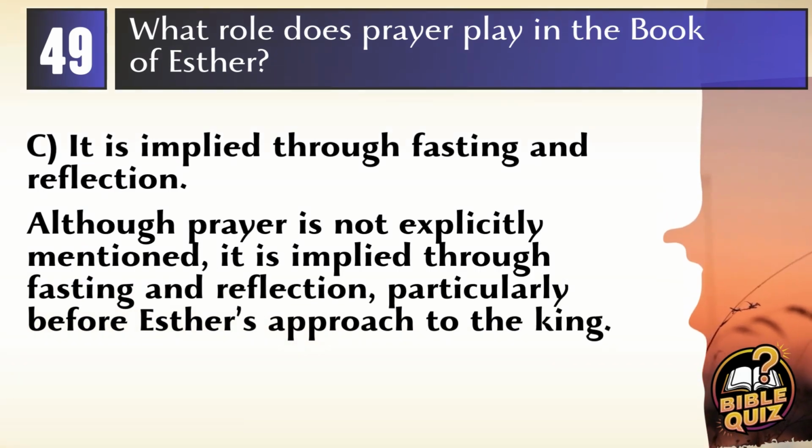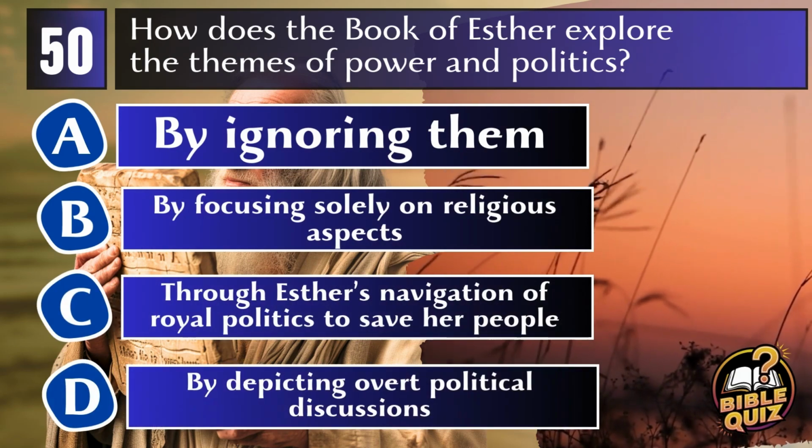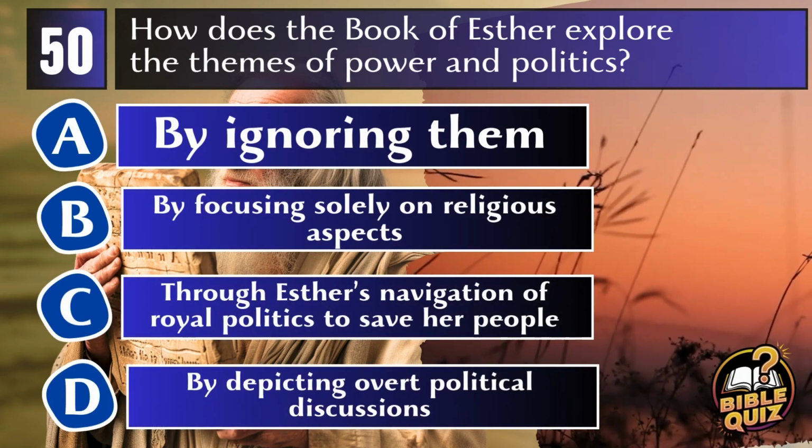Answer C. It is implied through fasting and reflection. While prayer is not explicitly mentioned in the book of Esther, it is implied through acts of fasting and reflection, especially before Esther approaches the king, suggesting a reliance on divine support in times of crisis. Question 50. How does the book of Esther explore the themes of power and politics?